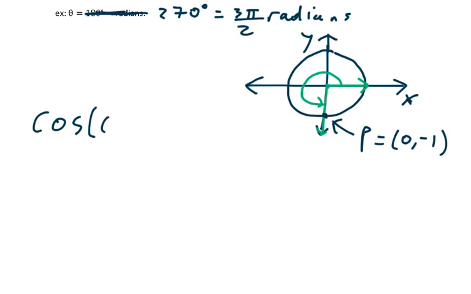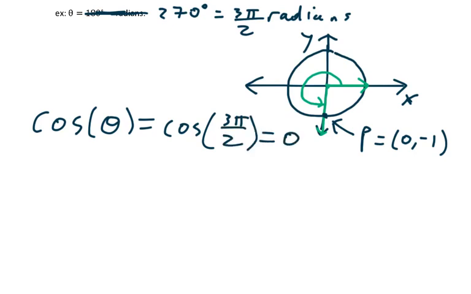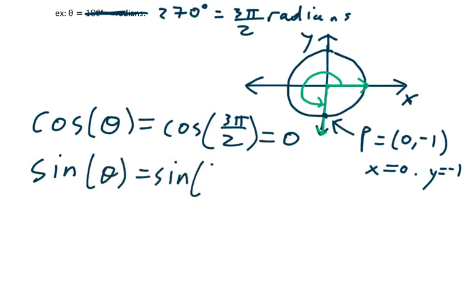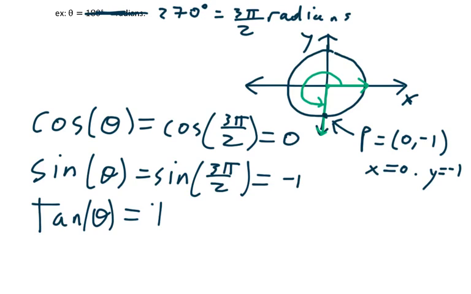Cosine of theta, that's cosine of 3 pi over 2. That's our x, which is 0 here. So again, x is 0, y is -1. Sine of theta, which is sine of 3 pi over 2, is our y, which is -1. Tangent of theta is tangent of 3 pi over 2. That's y over x, so this is not defined.